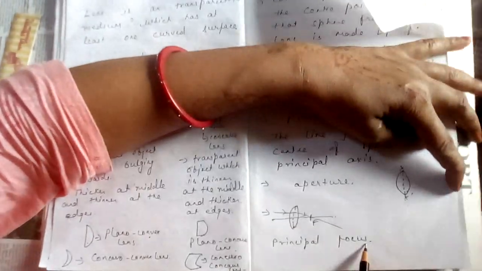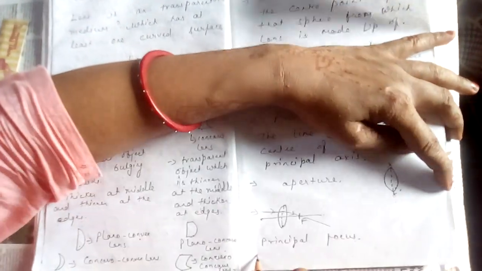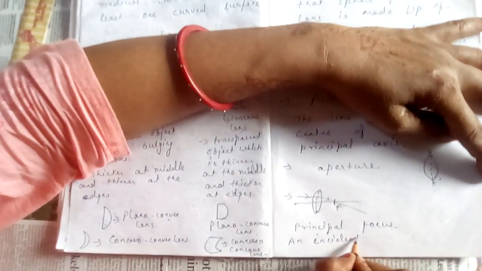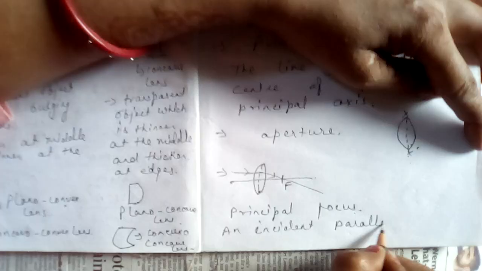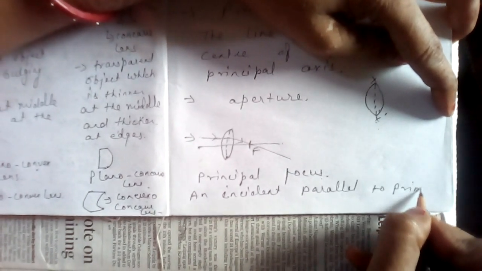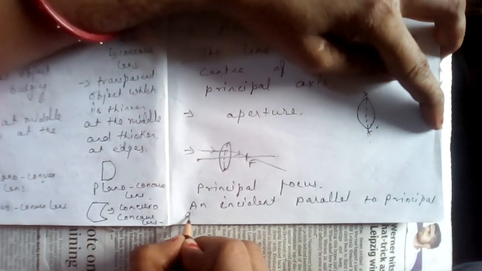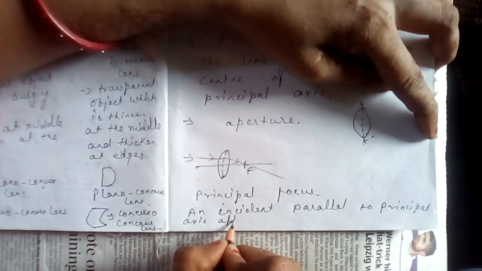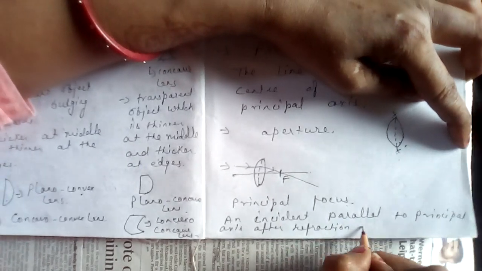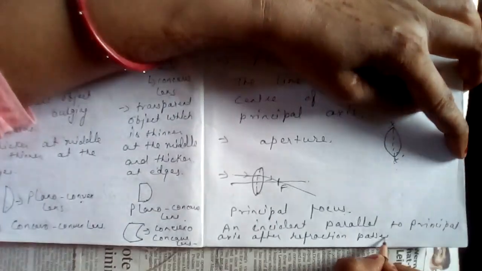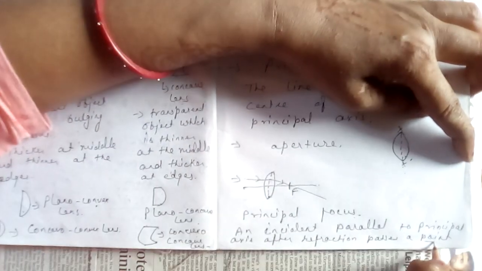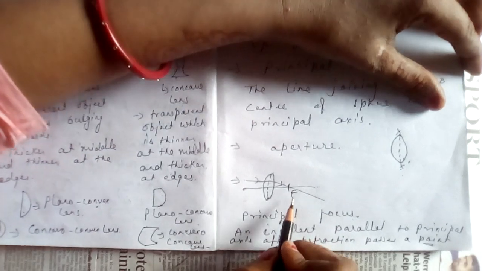So what is principal focus? An incident ray parallel to the principal axis, after refraction, passes through a point on the principal axis. This point is known as the principal focus.